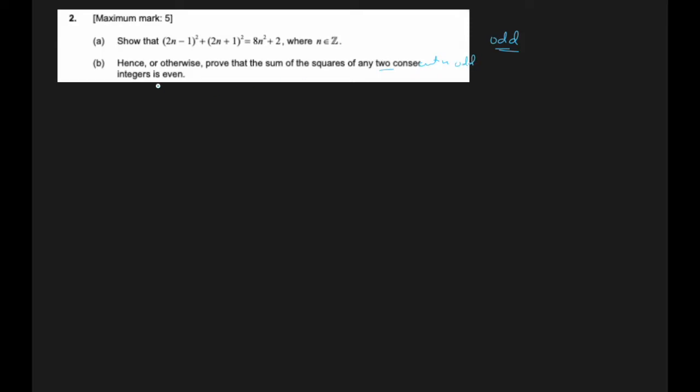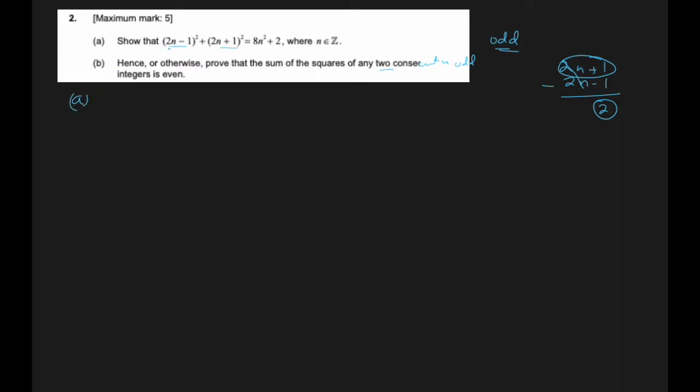2 consecutive odd integers, because the difference between 2n minus 1 and 2n plus 1, if you subtract one from the other, the 2n will cancel, but 1 minus minus 1 will be 2. The difference is 2. And 2n plus 1 is always an odd number if n is an integer. So I've completed that because it is not printed here. So let's show it. A part.